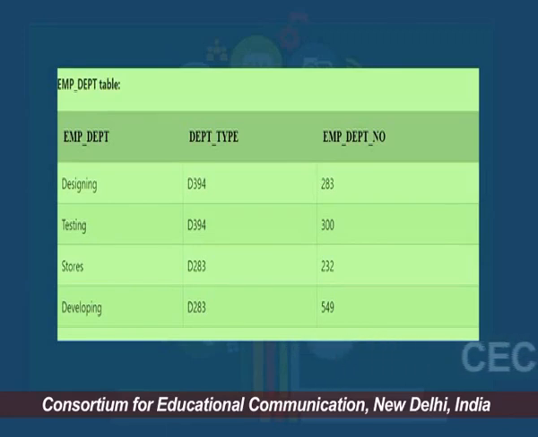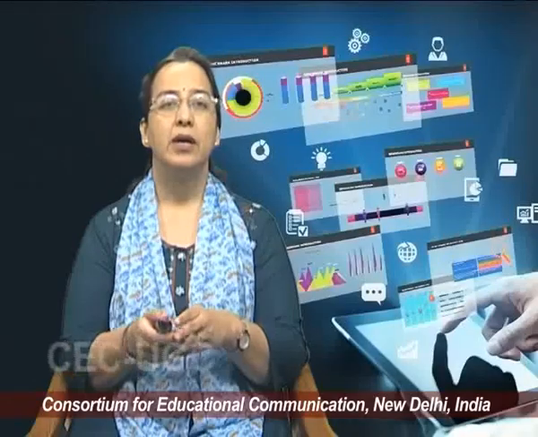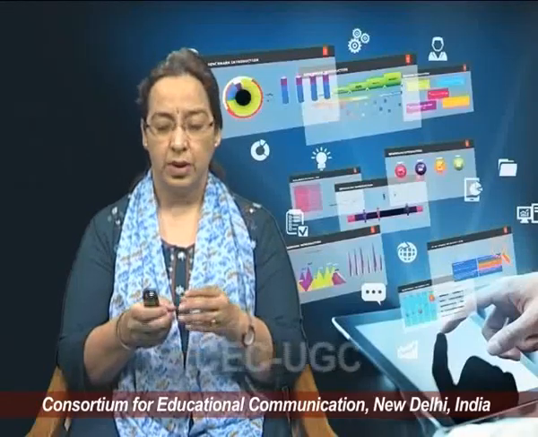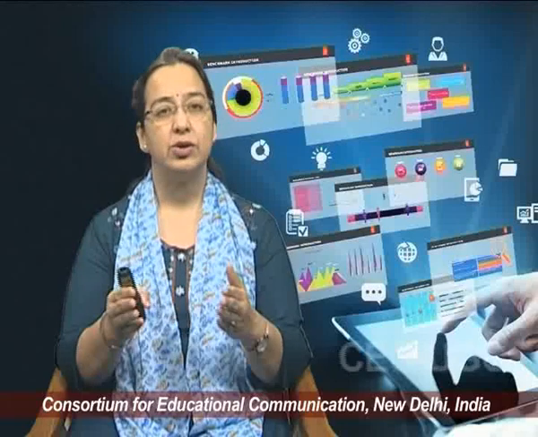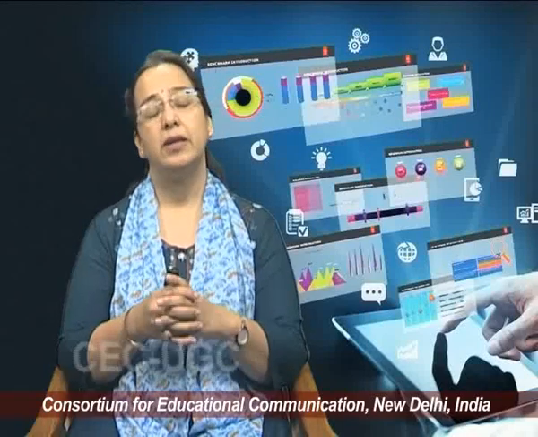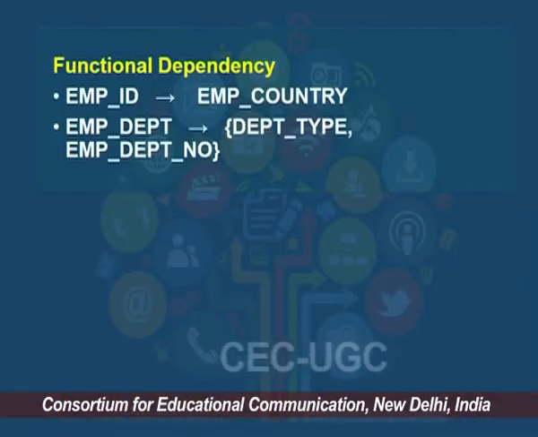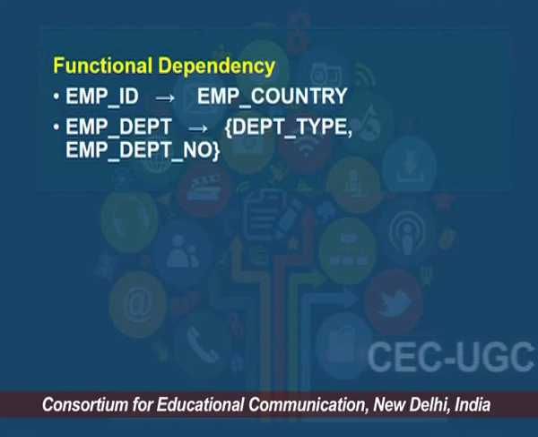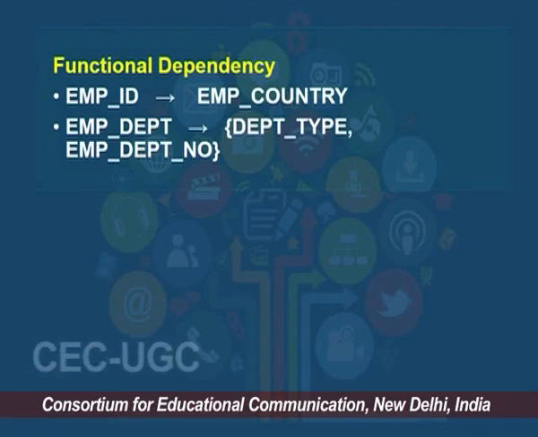So bifurcation or decomposition of this particular situation into two tables is not going to help, because let us try to recall the functional dependencies. The first functional dependency was between employee country and employee ID. The second was between employee department number and department type and employee department.